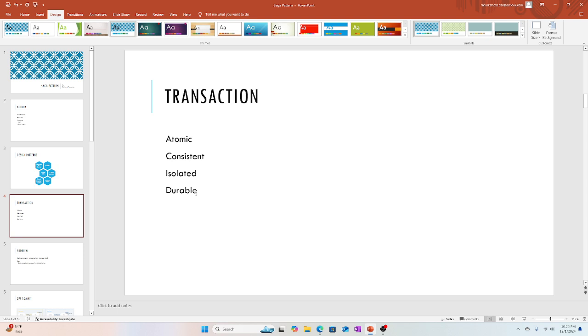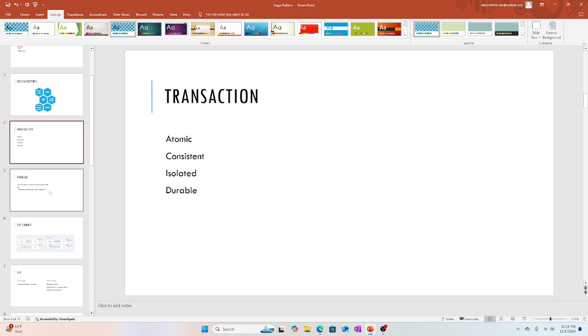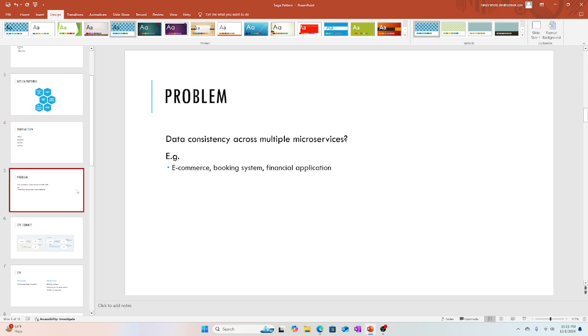And durability means that if a transaction is completed, the changes made to your data by the successfully executed transaction will be saved even in the event of system failure. So these are the four properties that a database transaction should obey.